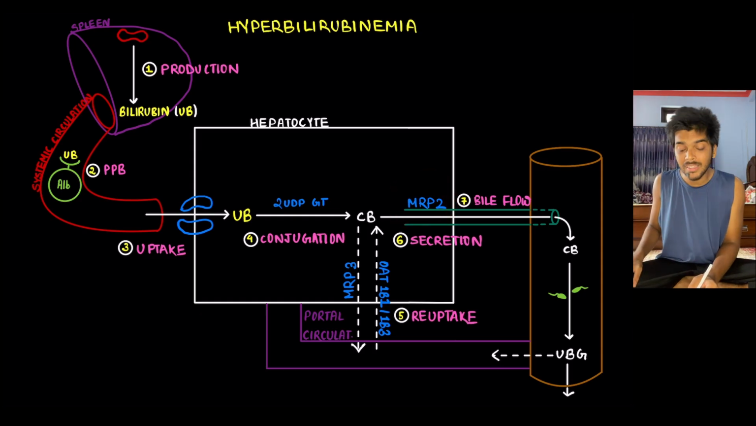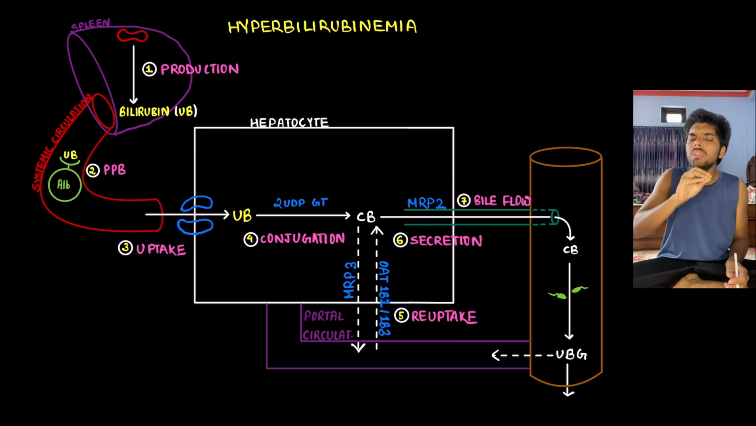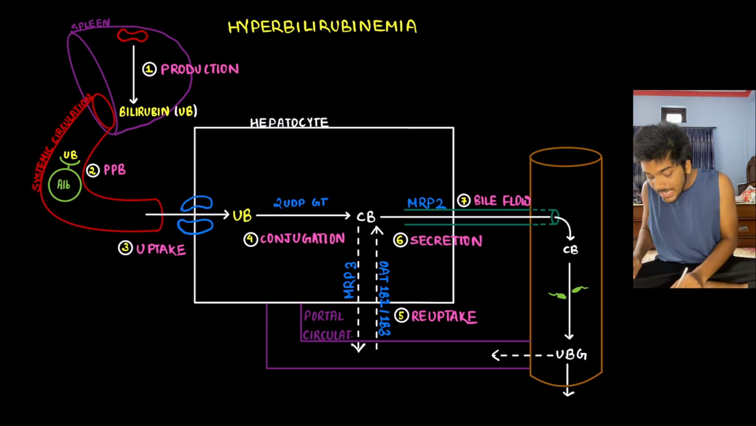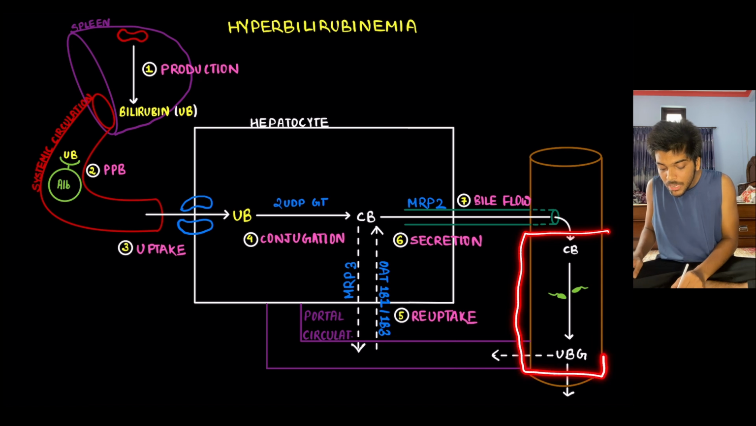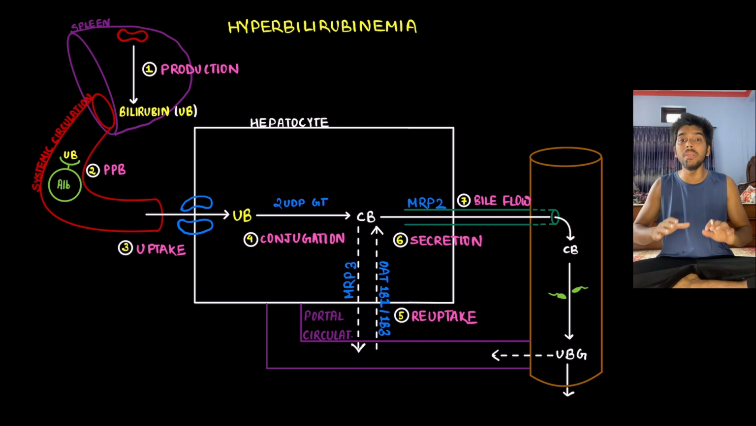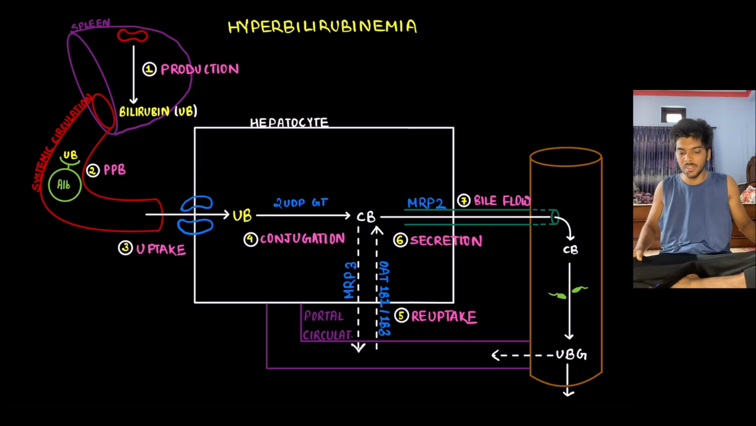Then seventh, it flows along with the bile through the biliary system to the second part of the duodenum. And then finally, inside the duodenum, the conjugated bilirubin is metabolized by gut bacteria into urobilinogen, and the urobilinogen gets excreted out along with feces and urine.